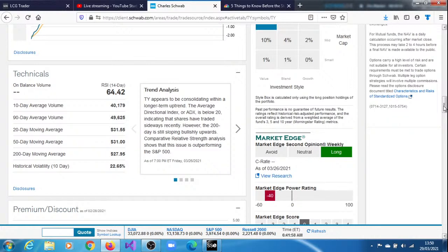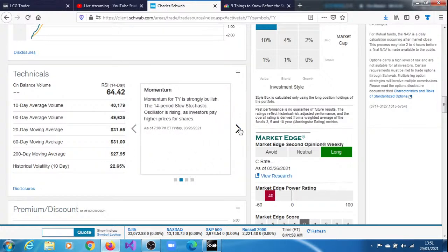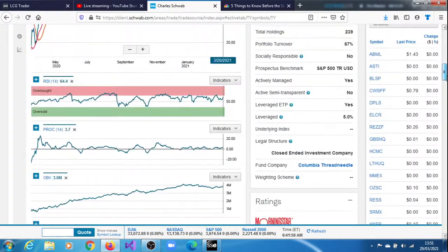The average directional index, or ADX, is below 20, indicating that the shares have traded sideways recently. However, the 200-day trend line is still bullishly upwards. Comparative relative strength analysis shows it's outperforming the S&P 500. Momentum for TY is strongly bullish. The 14-period slow stochastic oscillator is rising as investors pay higher prices for shares. The on-balance volume indicator shows that the longer term selling pressure has given way to near term accumulation by traders. So people are buying more now, it seems.